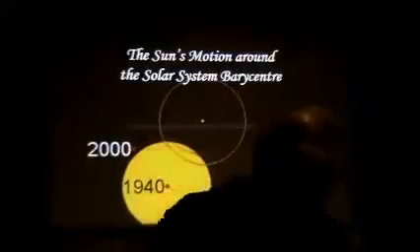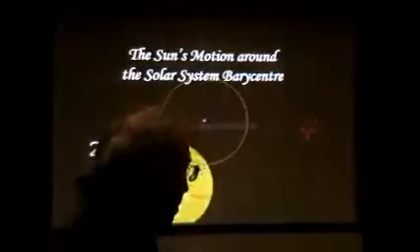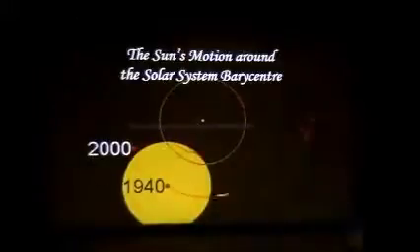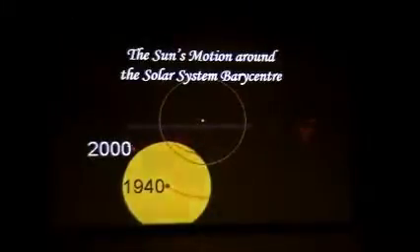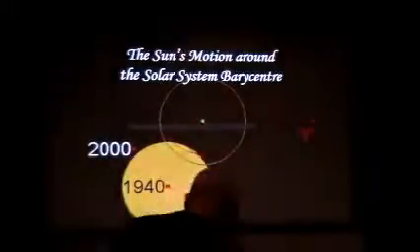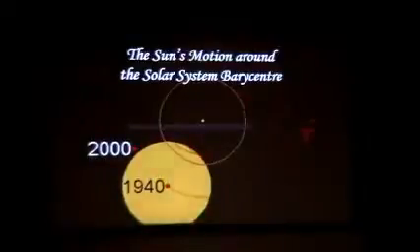I didn't show the animation, but what the animation actually shows is here's the Sun in 1940, and it does this incredible loop-de-loop, thousands of loops, and then back to 2000. Sometimes the Sun is outside the barycenter, and sometimes it's right in a little bit. It's an interesting animation. It's too bad we didn't get it to rotate.